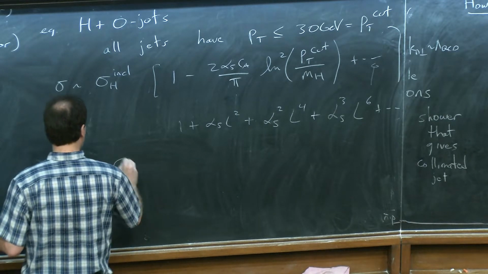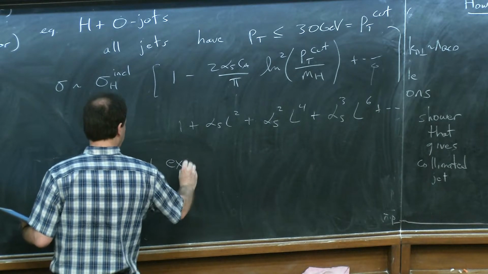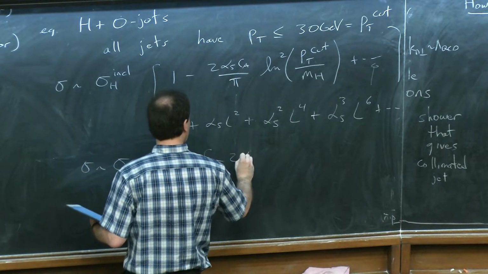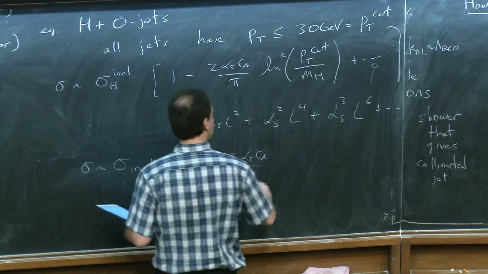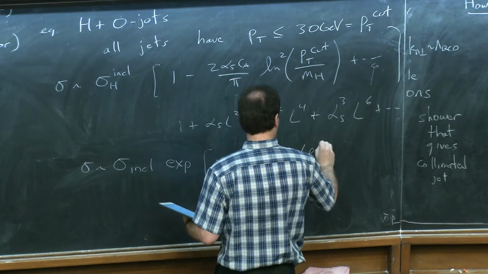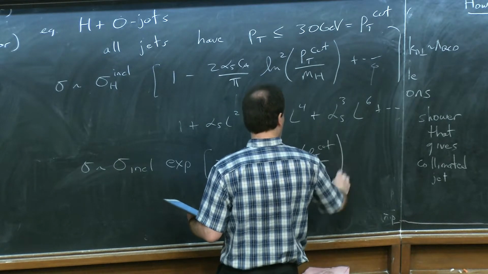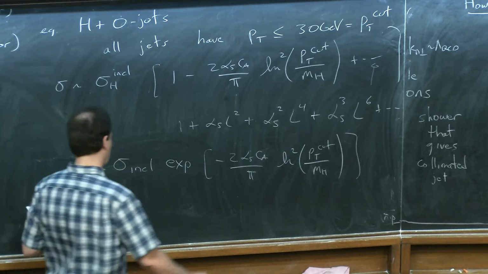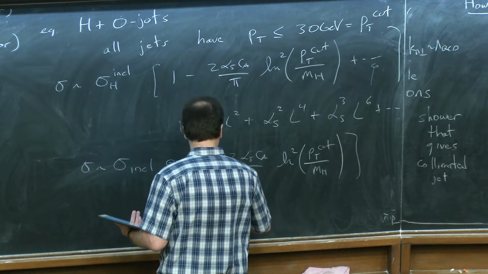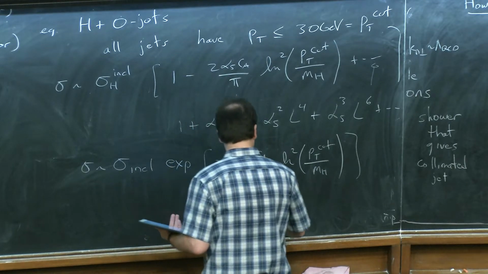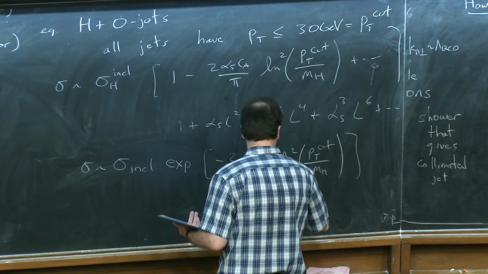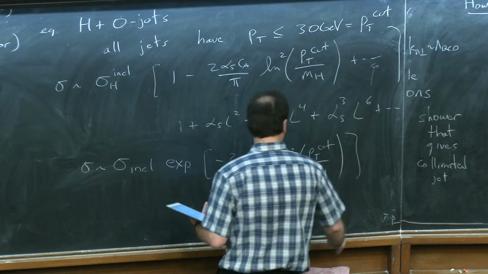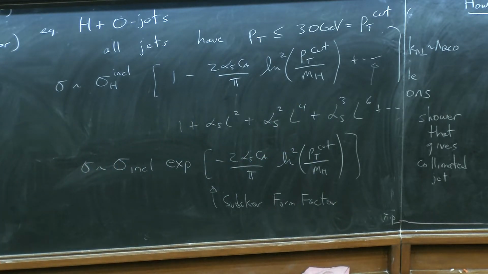So the sum looks like an exponential of that lowest order result. That exponential is an example of what people call a Sudakov exponential, or Sudakov form factor. Okay, and we'll see in a few minutes why it's not too surprising that we get that type of term.